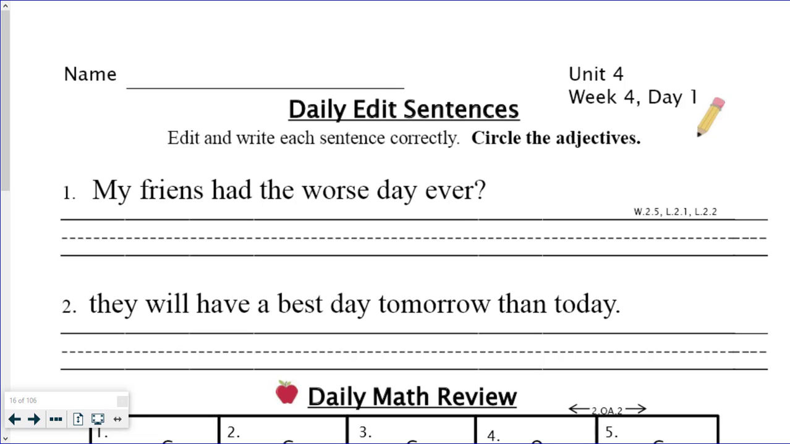Happy Monday. For your morning work, you should be on Unit 4, Week 4, Day 1. Double check, make sure you're on the right page. Okay, I'm going to go through and explain the directions. Our first direction says, edit and write each sentence correctly. Circle the adjectives. Remember that adjectives describe people, places, animals, and things.